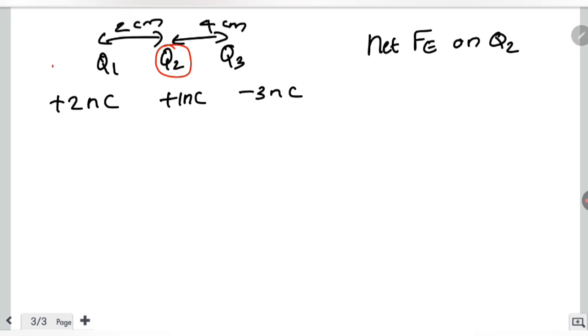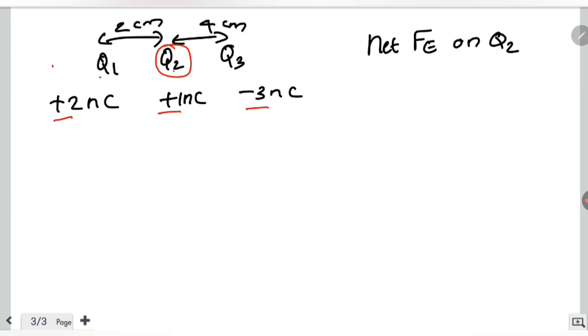When you look at Q2, Q1 is positive, Q2 is positive, Q3 is negative. So let's have a look at what type of force is acting on Q2. There are two forces acting. One is the force between 2 and 1. The other one is the force between Q2 and Q3.